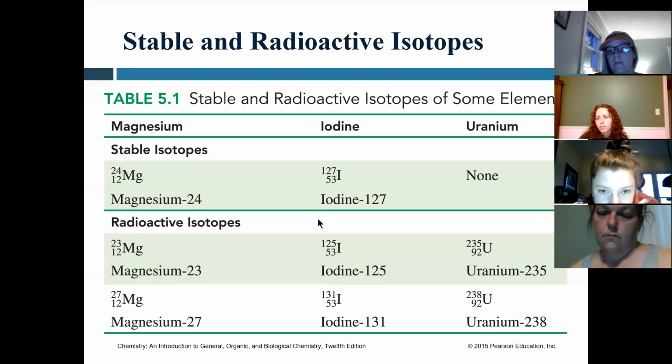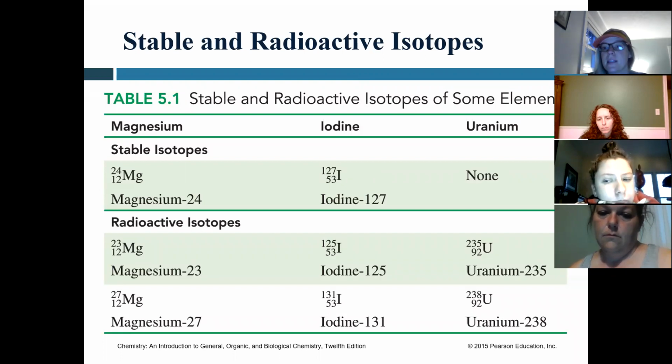Here are some isotopes for iodine. So iodine 127, for whatever reason, that configuration is stable, but iodine 125 and iodine 131 are unstable. Uranium, there are no stable isotopes of uranium.